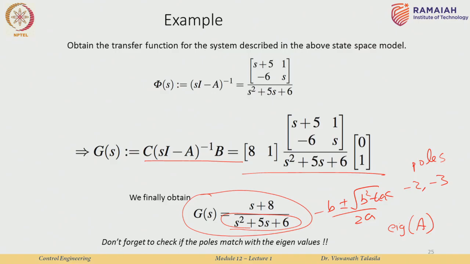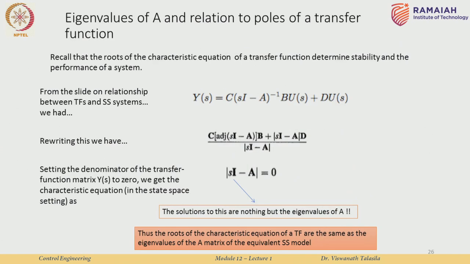So, if you compute the eigenvalues of the matrix A, it turns out you will also get minus 2 and minus 3, alright. Now, let us see why this is actually true. Okay. So, the eigenvalues of A and the relationship to the poles of the transfer function.